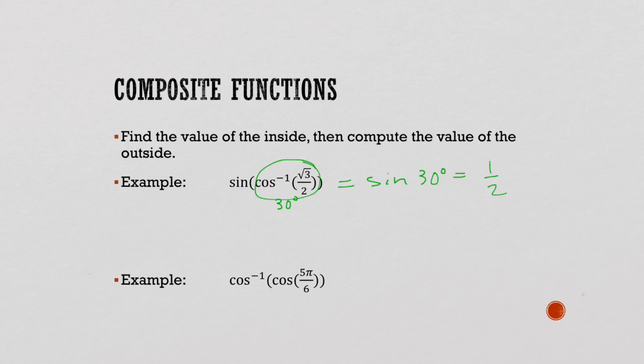So I figure out the inside, and then I plug that solution in, and I find the outside. So cosine of 5 pi over 6, the x-coordinate at 5 pi over 6 is negative square root 3 over 2. So I'm looking for the inverse cosine of negative square root 3 over 2. Well, as I just said, that happens at 5 pi over 6. So if I have the inverse of the original or the original of the inverse, I know it's going to be whatever I have here. But figure out the inside, then plug it into the outside. Work from the inside out.